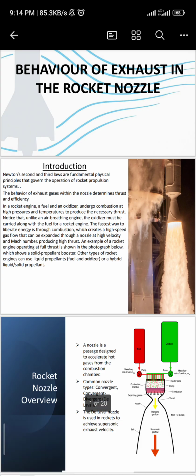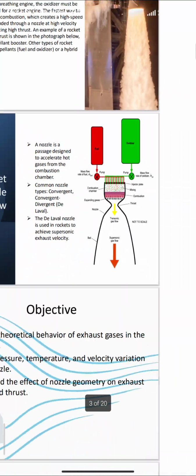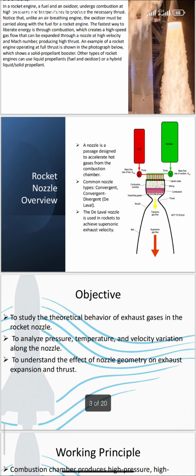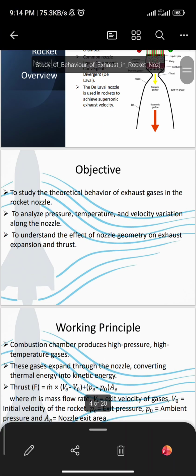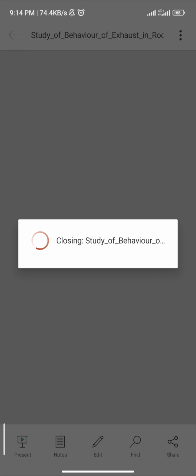Lalit, can you share this presentation with me on WhatsApp? I'll share my screen here. Okay, I'm sure. Then it will be very comfortable.